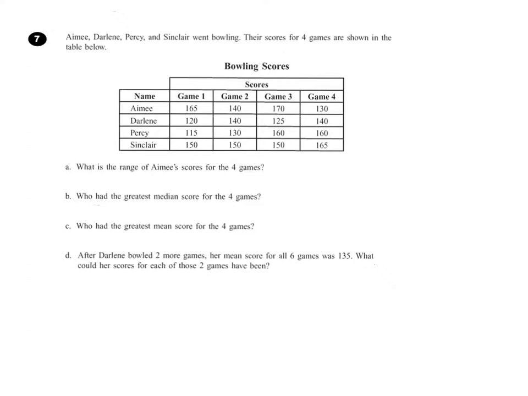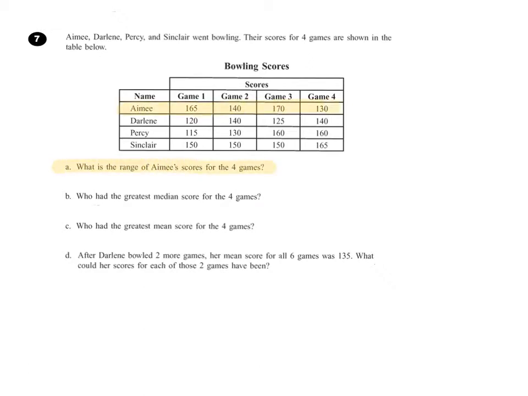Problem 7. Amy, Darlene, Percy, and Sinclair went bowling. Their scores for 4 games are shown in the table below. In letter A, we have to find the range of Amy's scores for the 4 games.